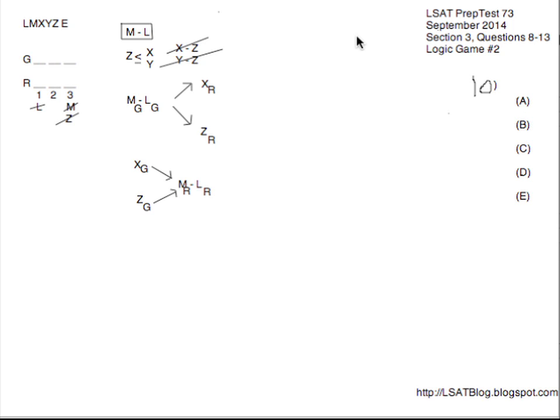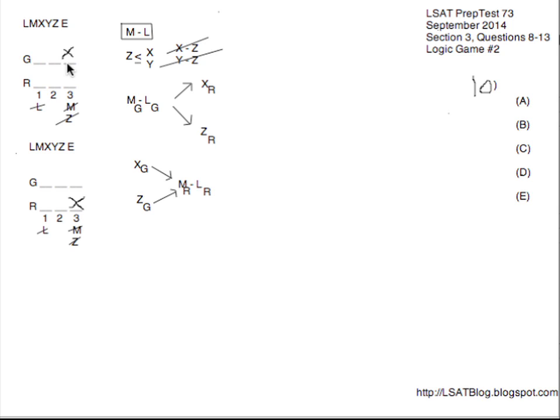Next, number 10, if X was at 3 p.m., what could not be true? So this gives us two different main possibilities that we can lay out here. Either X will be on gold 3 or on rows 3. So I'll lay out those two different diagrams now.